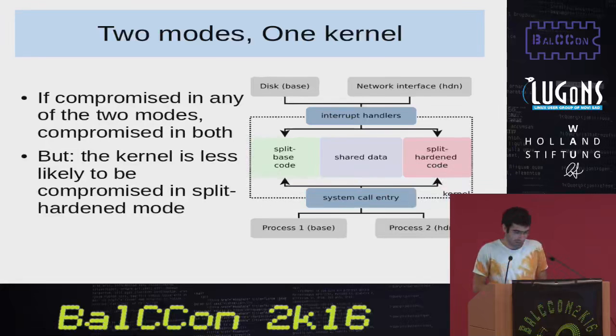All right. The point is, as I said, it's one single trust domain, meaning if I compromise either of the two modes, I really compromise the entire kernel. There's no isolation between both, right? But the kernel is much less likely to be compromised when we run in the hardened mode, right?